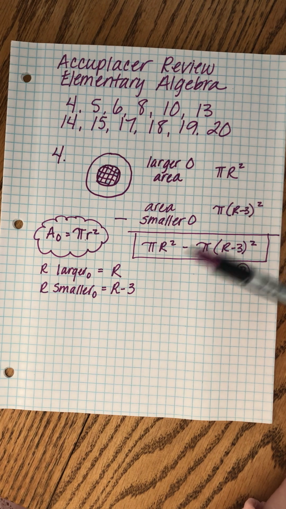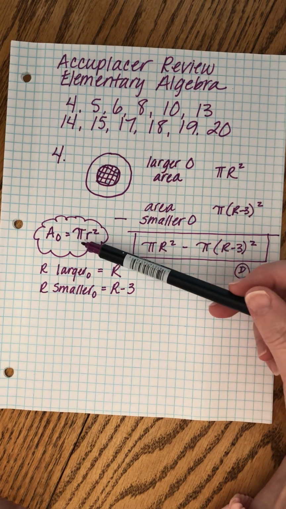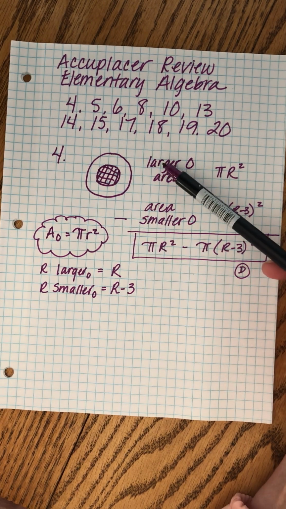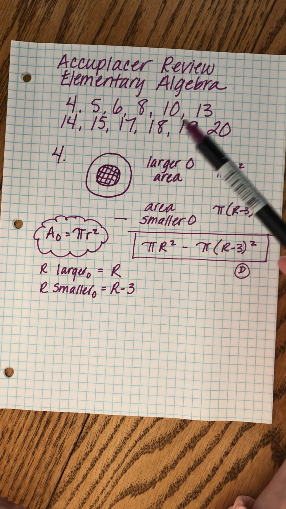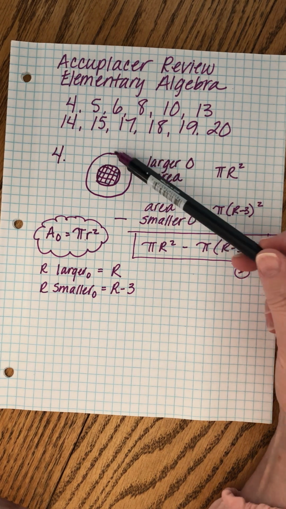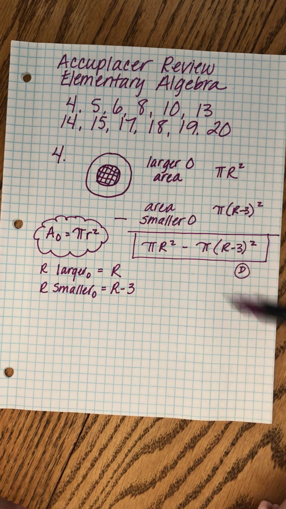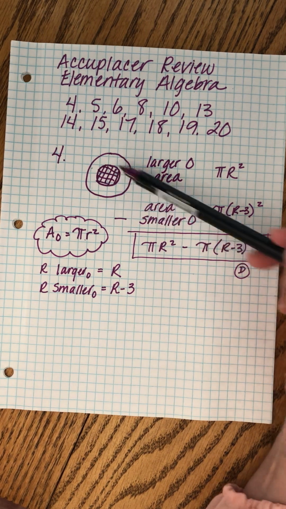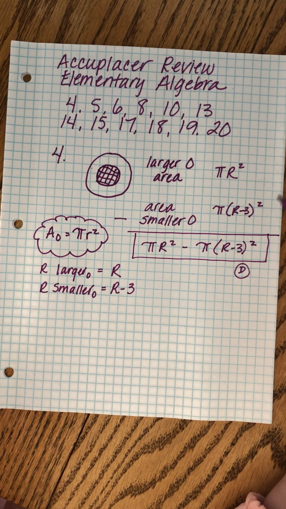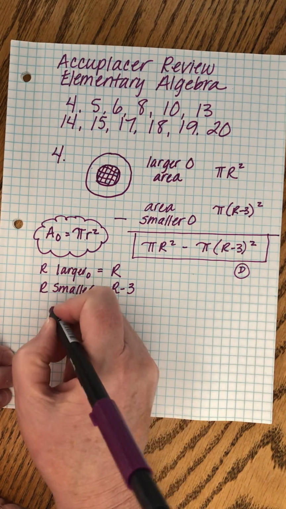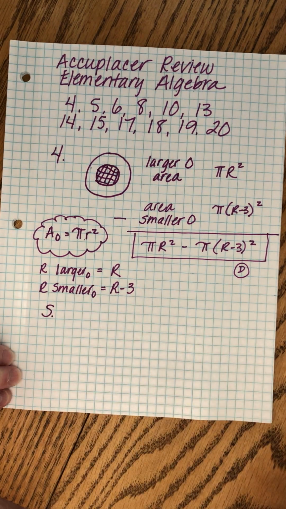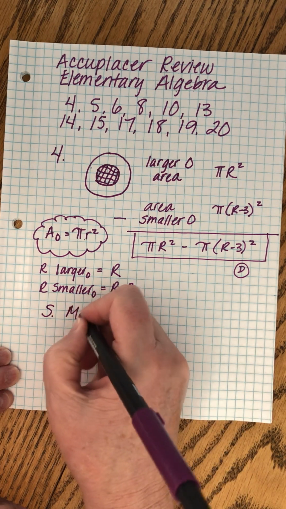All right, so you need to know the area of a circle, and you need to know how to deal with this shaded region issue. Whenever there's a shaded region, do the biggest area first, and then subtract out what is shaded, and that will give you the non-shaded part as your answer. All right, 5 is a straightforward problem on multiplying polynomials.